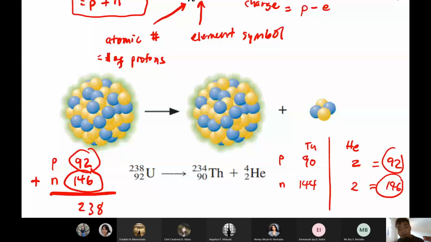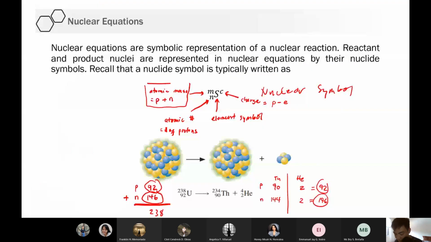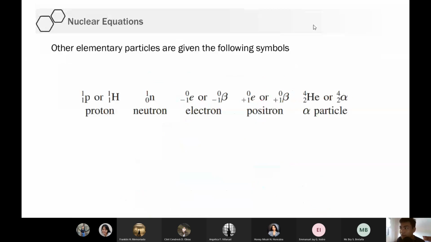Okay? So, ibig sabihin, may idea na tayo ngayon how to interpret nuclear equations, ano meaning ng numbers sa taas, sa baba, and how to balance them. Okay? So, ano pa yung mga particles na pwede gamitin sa nuclear equation? Ito. Paki-screenshot kasi kailangan natin to later. We have 1 1 P or 1 1 H, that is a proton or hydrogen. 1 0 N, that's neutron.